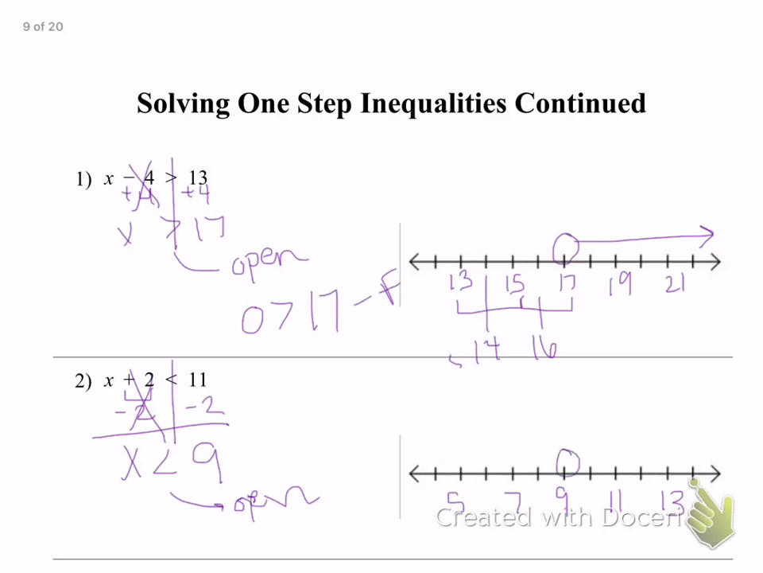Open circle at 9. Now you got to do your testing point. So you have 0 is less than 9. Well, that's true. So you want to draw your arrow towards 0 because it includes the numbers that are less than 9. And that's all.